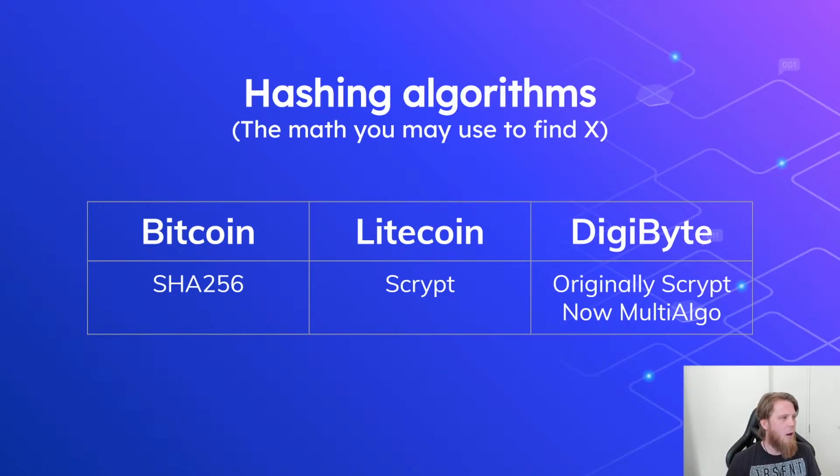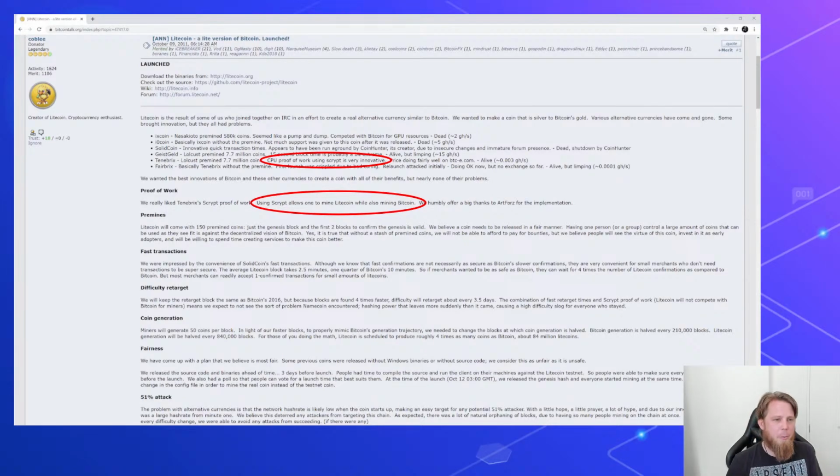stage. Now, there were a number of reasons for that, but if you look back at the Litecoin launch announcement on the Bitcoin talk page, it has the most telling mention of a CPU proof of work using scrypt algorithm is very innovative, is what it says. And it also mentions using scrypt allows one to mine Litecoin while you also mine Bitcoin. This is largely believed to have been a strong contributing factor to Litecoin's longevity.